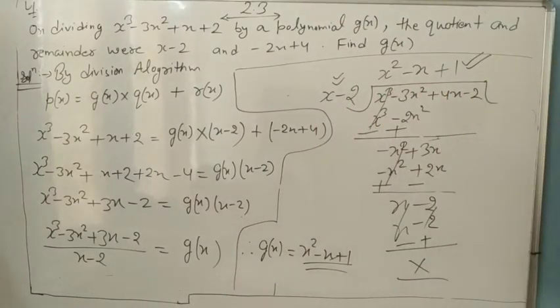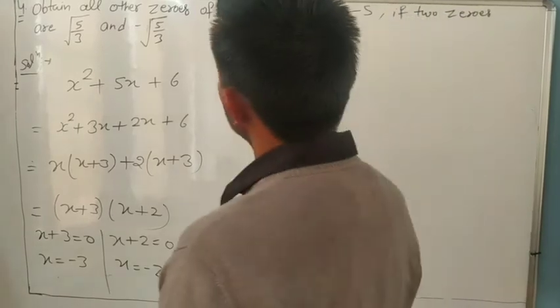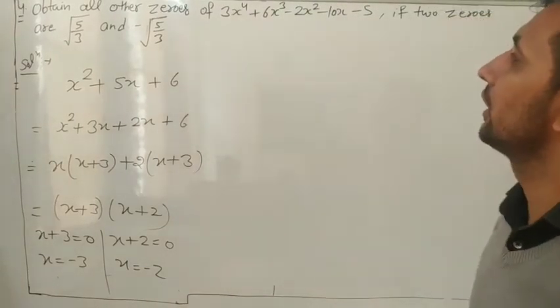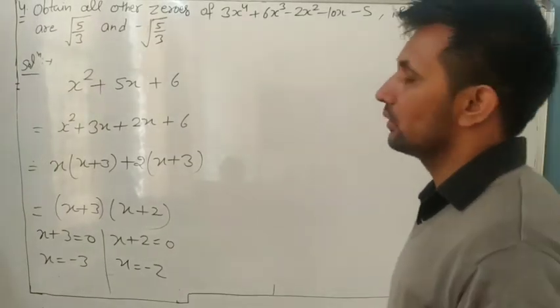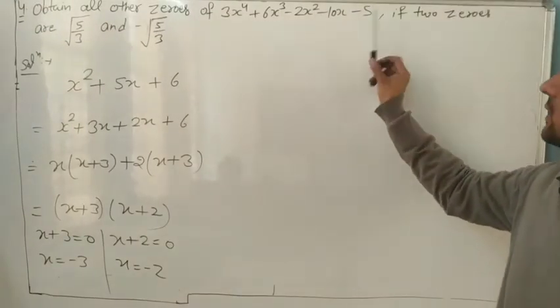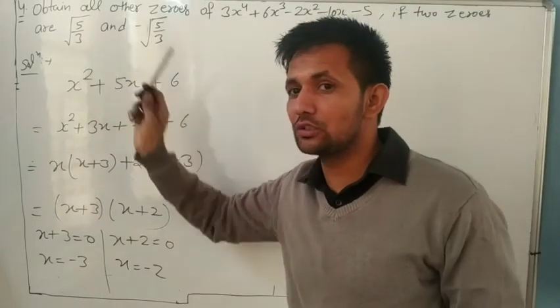Now question number 3 we will do. Now question number 4. Obtain all other zeros of 3x raised to the power 4 plus 6x raised to the power 3 minus 2x square minus 10x minus 5, if two zeros are given.